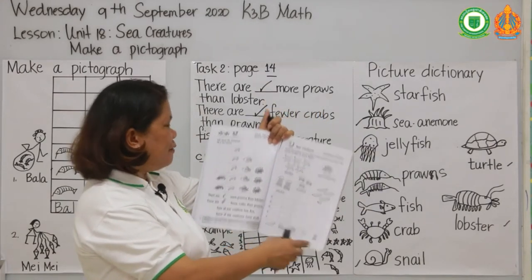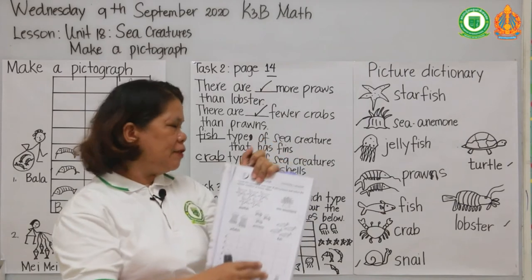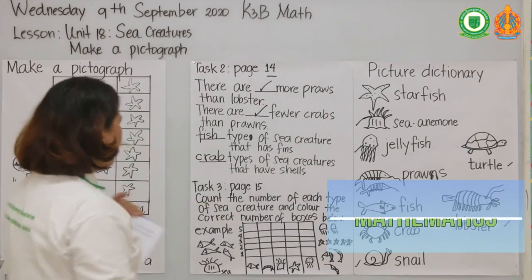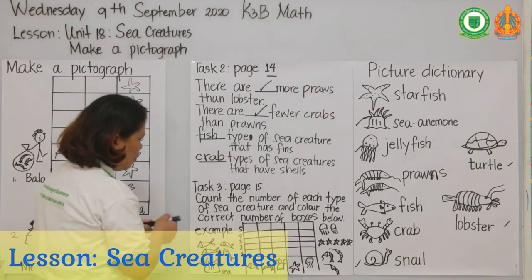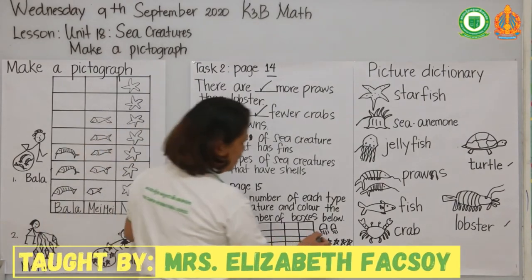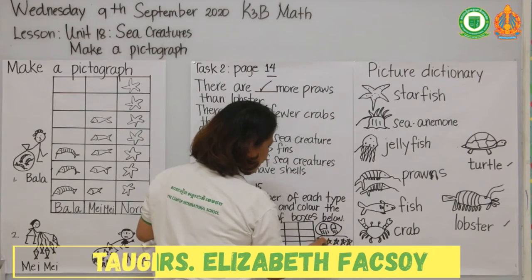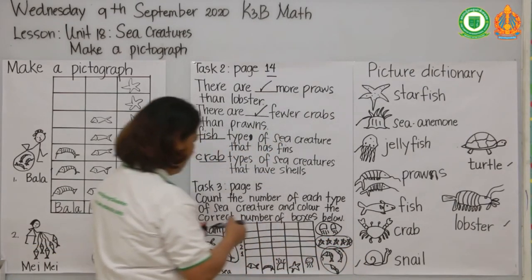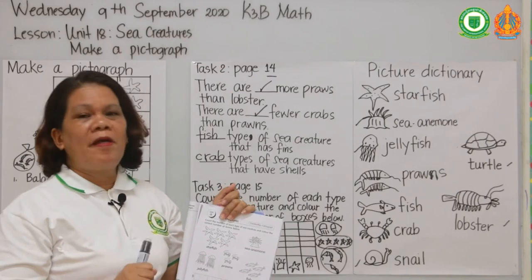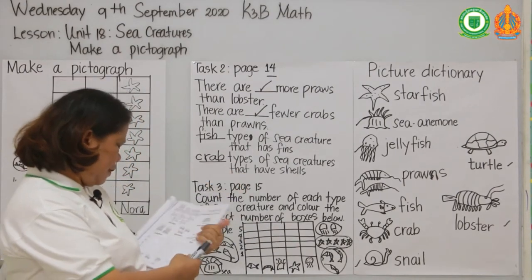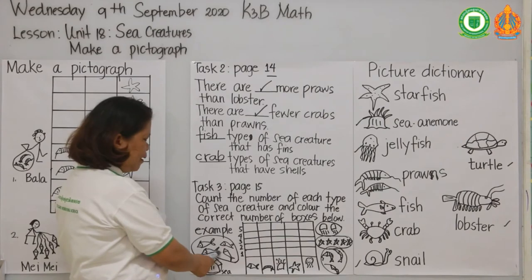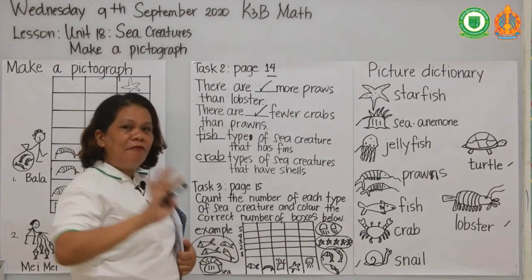Alright, at page 15, again another pictograph, okay? So this is another pictograph. What you're going to do is count the number of each type. You count how many fish, how many sea anemone, how many jellyfish, how many starfish, and how many prawns, okay? In this activity, you're going to use crayons. So you have to prepare your crayons, all right? For example, here, number 1 is fish, okay? This is a fish. How many fish are here? 1, 2, 3, 4. Okay, there are 4 fishes here.